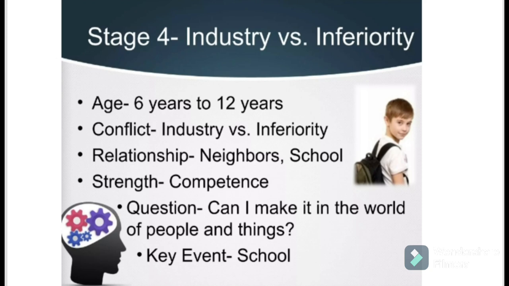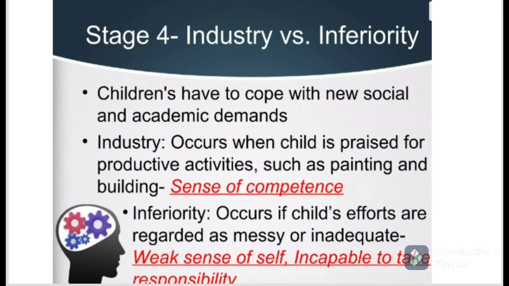As you can see in the detail, I have mentioned that children have to cope with new social and academic demands. Industry means that they get a sense of competence, and inferiority means there is a weak sense of capability or responsibility.